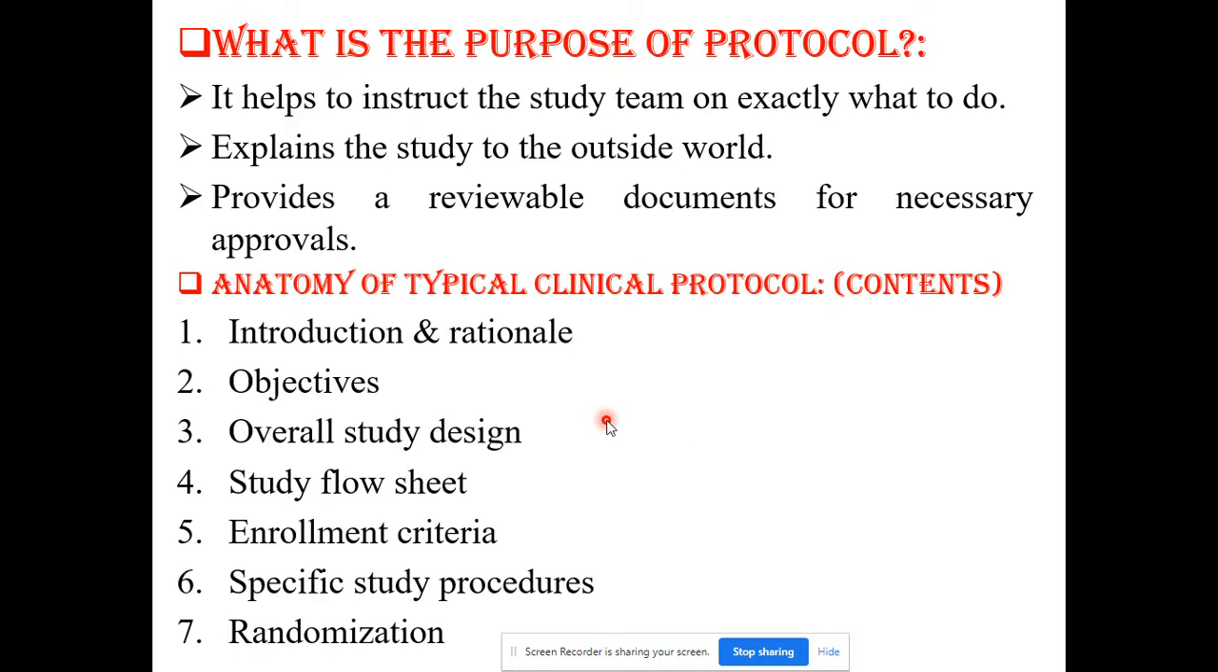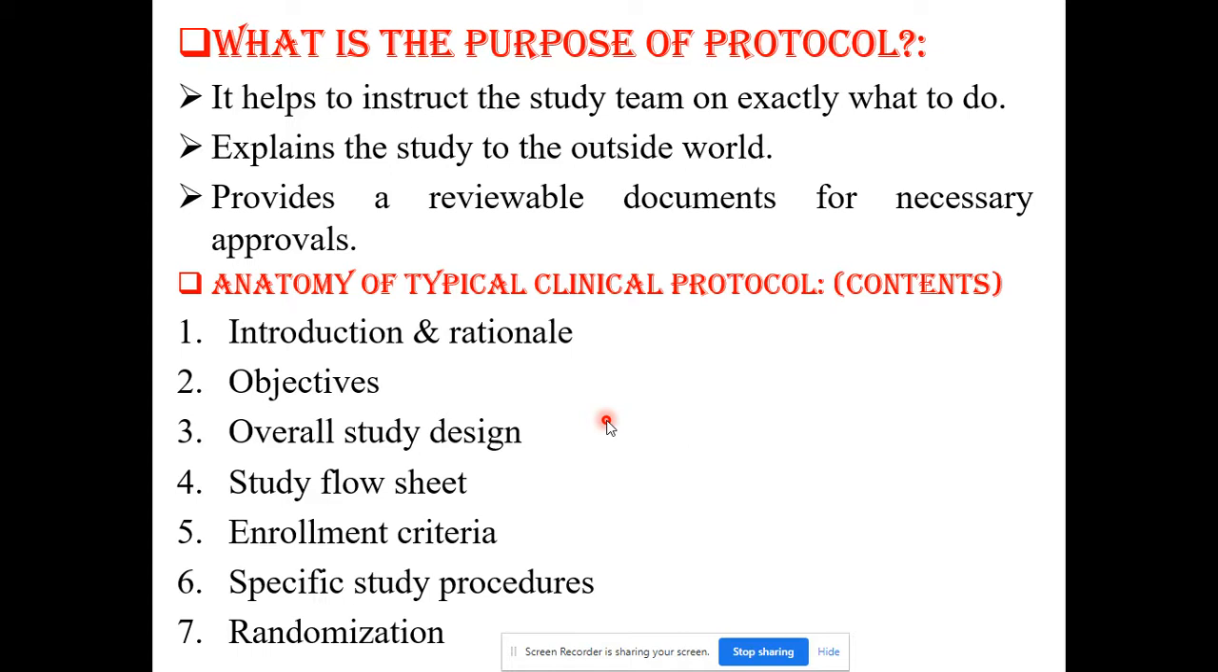It helps to instruct the study team on exactly what to do. Okay. Second, it explains the study to the outside world.